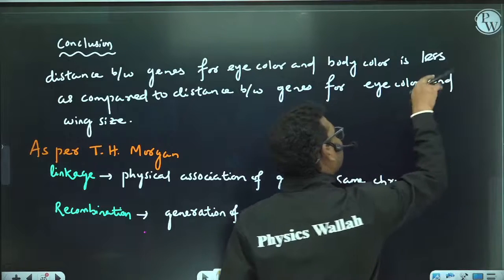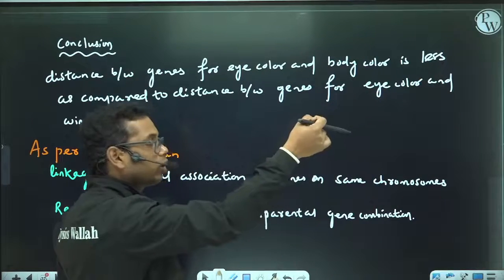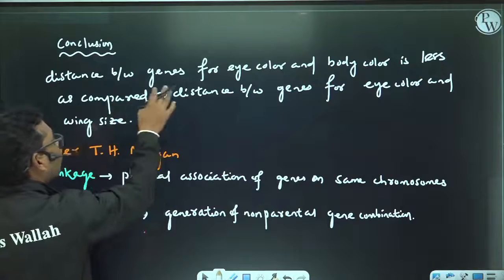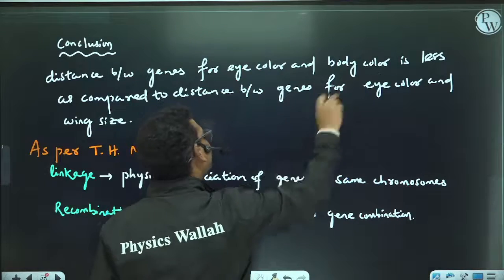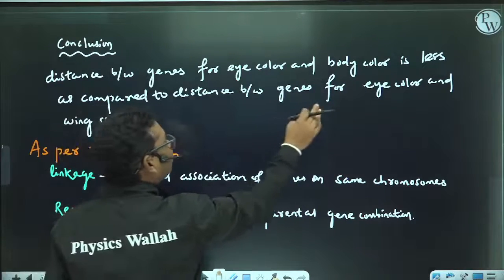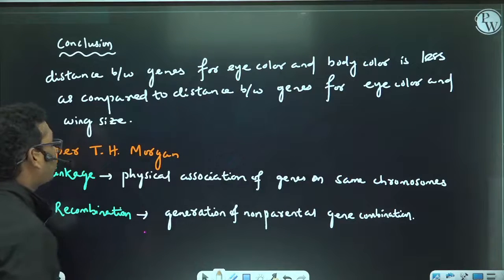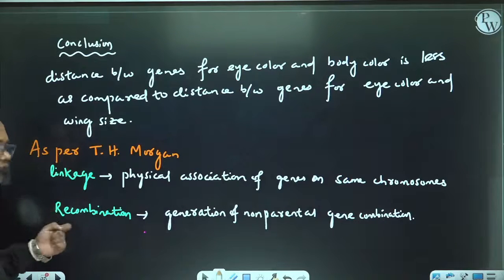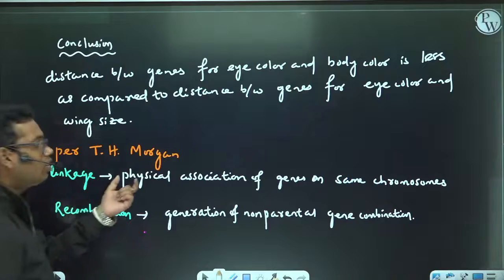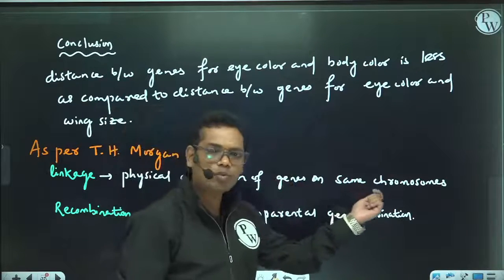Because in the first case total recombinants produced are less, that is why I will say the distance between genes for eye color and body color is less as compared to the distance between the genes for eye color and wing size. And as per T.H. Morgan, linkage is basically physical association of genes on same chromosome.